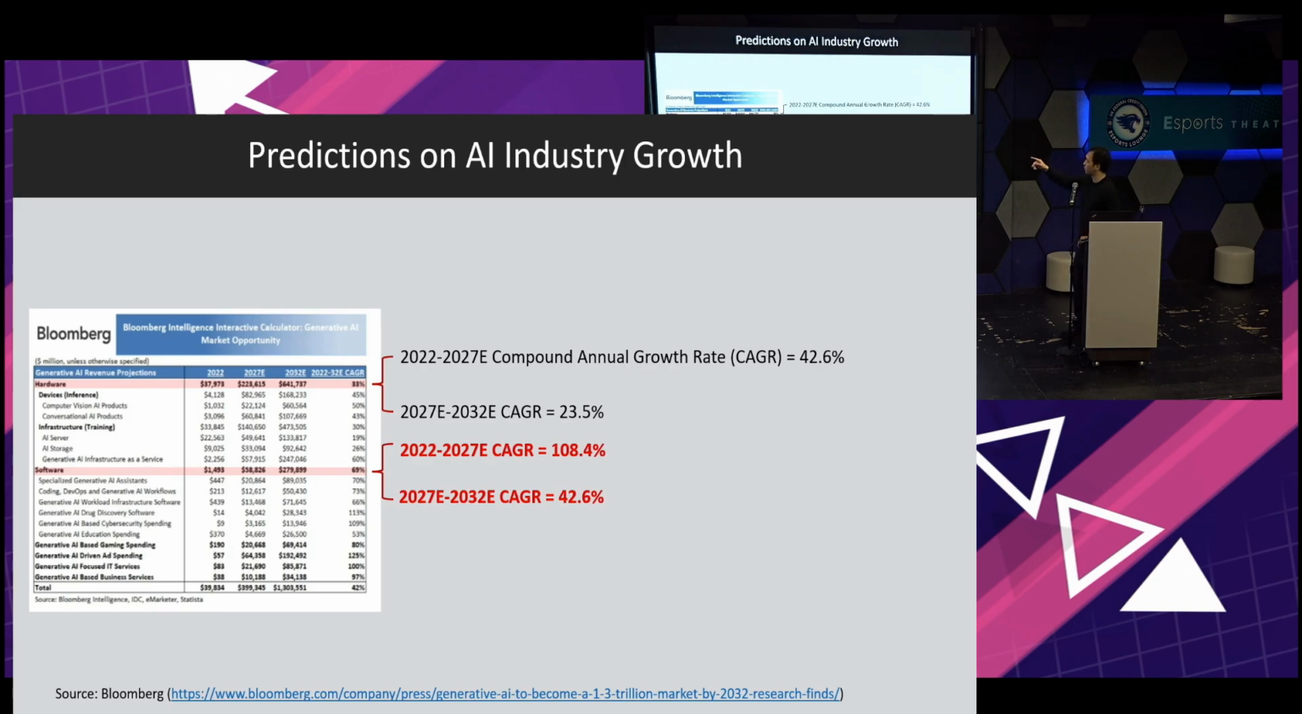When you see Bloomberg Intelligence's numbers, the compound annual growth rate in hardware between 2022 and 2027 is only 42.6%, but the software is actually doubling every year on average. And even after they slow down a little bit, the growth for software is double the hardware. So there are more opportunities in the usage of LLMs versus the hardware that runs the LLMs. Good?